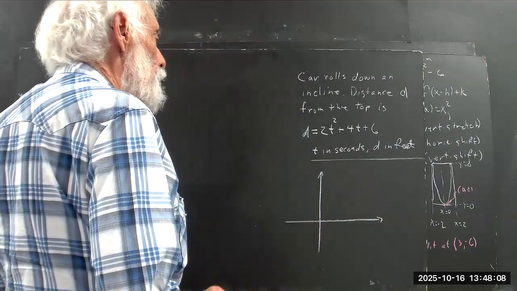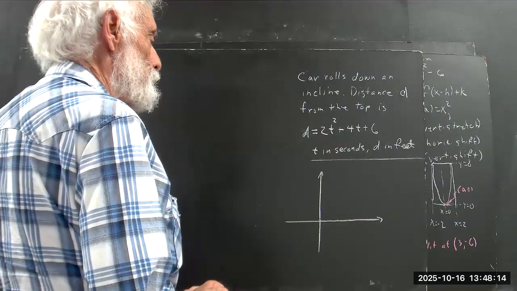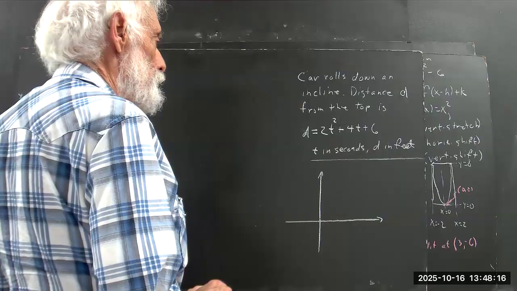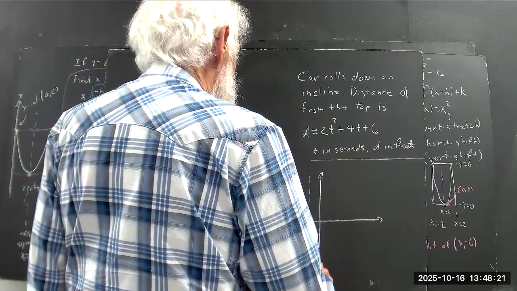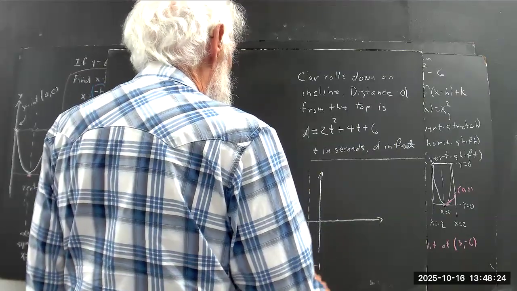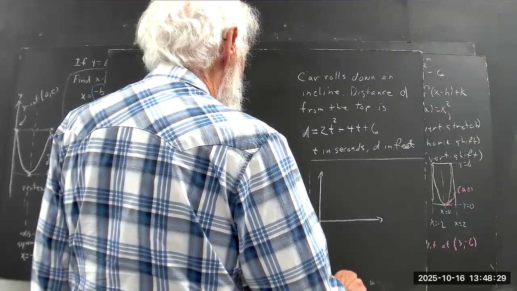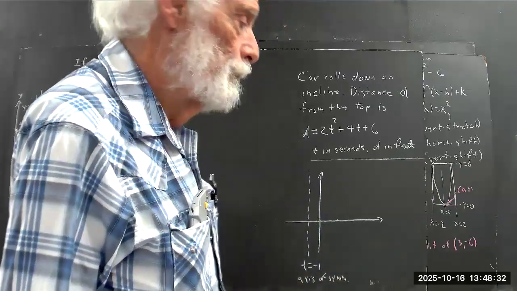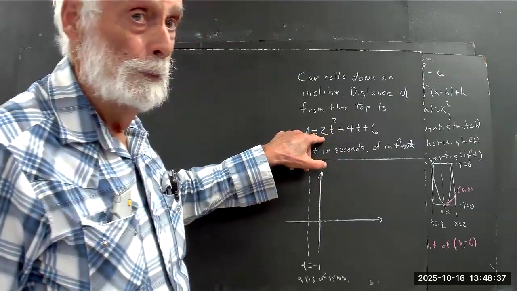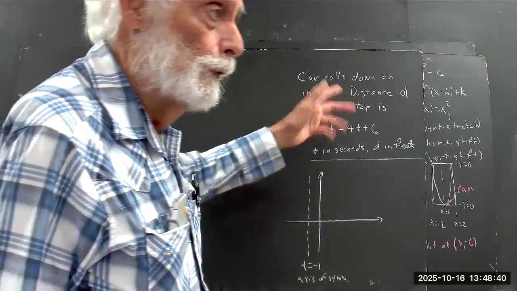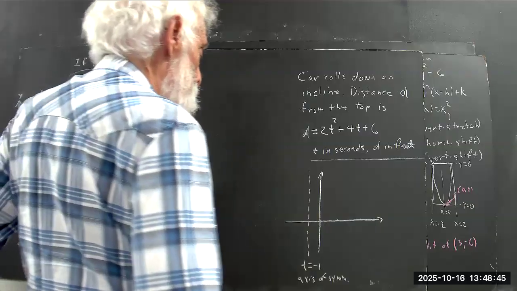If we apply the analysis, the axis of symmetry is t equals -1. It's negative b over 2a. B is 4, a is 2. Double 2, divided into 4, you get 1. But it's negative. Okay?